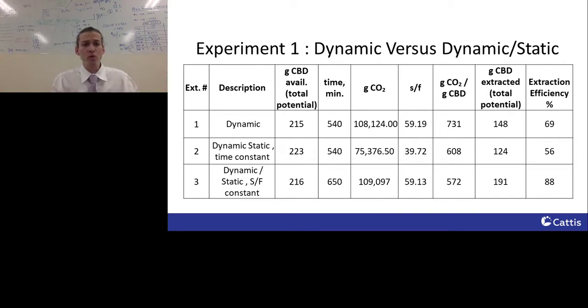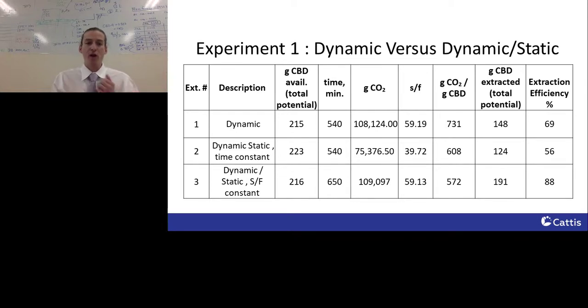In trial number 2, where we took a dynamic static approach, holding the time constant with trial 1, we've calculated that the starting material had 223 grams of total potential CBD. Since we're keeping our time constant, we're extracting for 540 minutes. We harvested 124 grams of total CBD, which gives us an extraction efficiency of 56%.